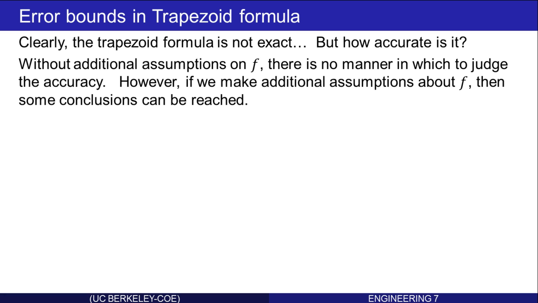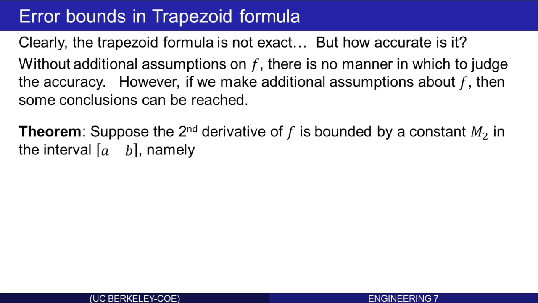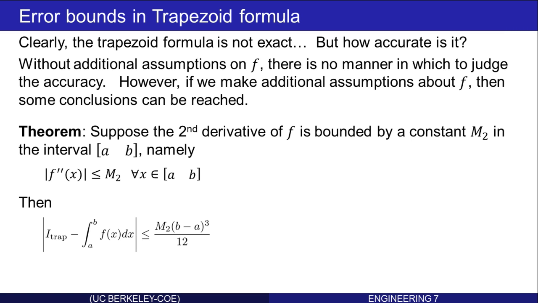However, if we make additional assumptions about f, then some quantitative conclusions can be reached, and that's what this theorem states. The theorem says, suppose the second derivative of f is bounded by a constant, I'll call m2, in the interval ab. In other words, f double prime of x is less than or equal to m2 for all x in the interval a to b. Then the error between the actual integral and the trapezoidal approximation is bounded by m2 times b minus a cubed over 12. We won't bother doing the proof of this.